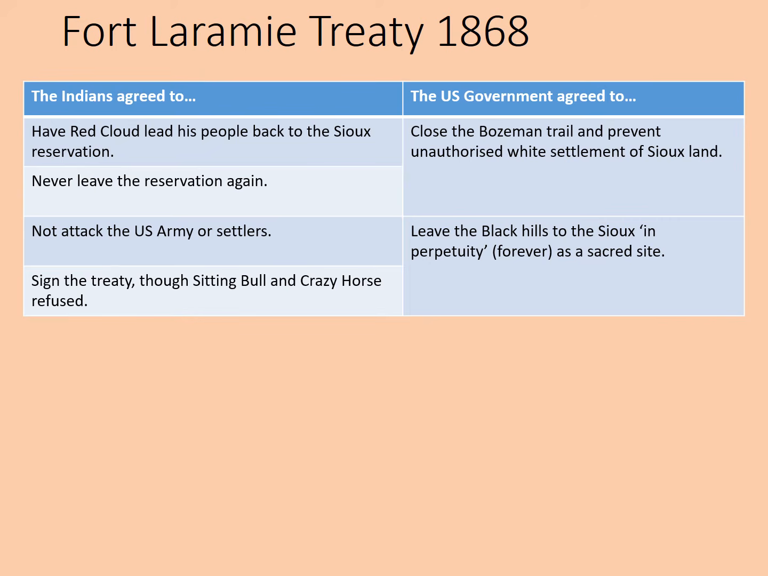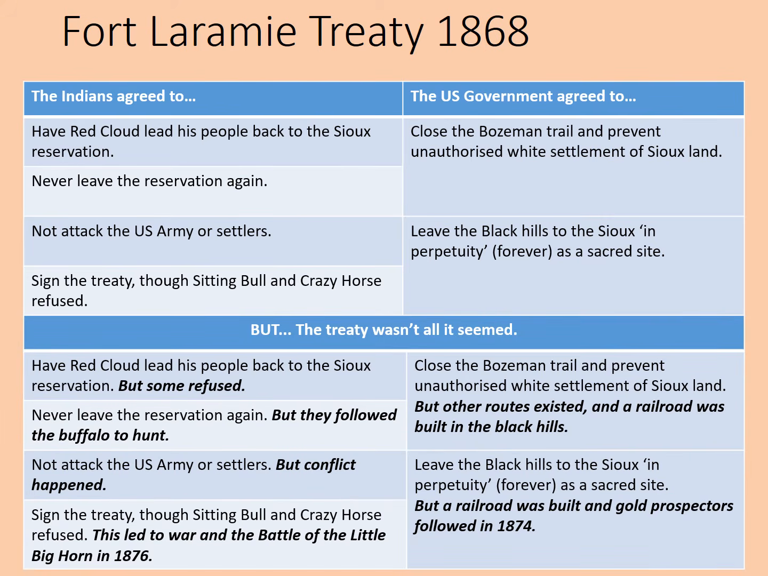land. They also agreed to leave the Black Hills to the Sioux in perpetuity, which means forever, as a sacred site. Remember, the Black Hills was as sacred a site as any in the landscape for the Sioux. What you might consider here is this is the equivalent of, say, the centre of a religion. For example, let's imagine if you're an Anglican, it would be the equivalent of Canterbury Cathedral, or possibly even more significant than that.